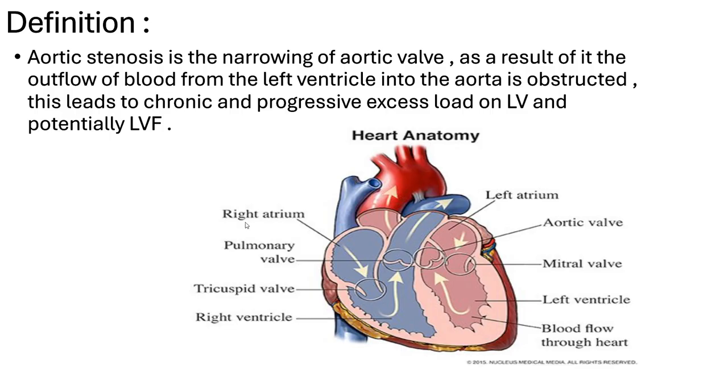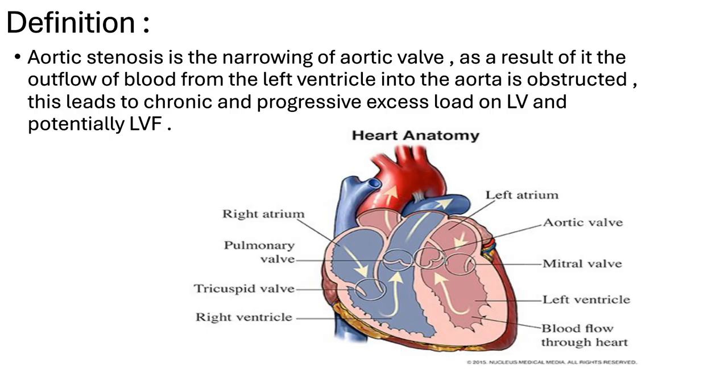So first of all, the heart has four chambers: the right atrium and the right ventricle separated by the tricuspid valve, and the left atrium and left ventricle separated by the mitral valve. And we have the pulmonary valve separating the right ventricle from the pulmonary artery, and the aortic valve, which is separating the left ventricle from the aorta.